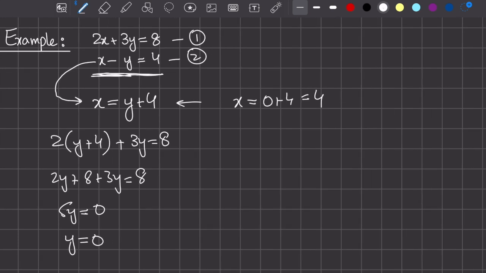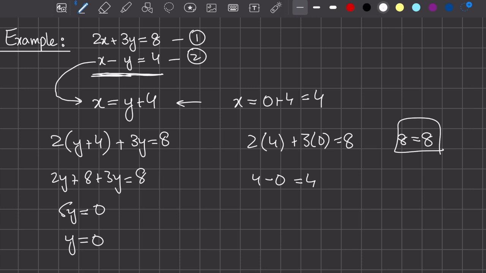Let's try a different method to verify the answer. We plug these values back into the two original equations, and if both sides equal one another, then our answer is correct. Plugging 4 and 0 into the first equation gives us 8 equals 8, and into the second equation gives us 4 equals 4. Hence, our answer is verified. And since we have one solution, that means that our system is consistent.